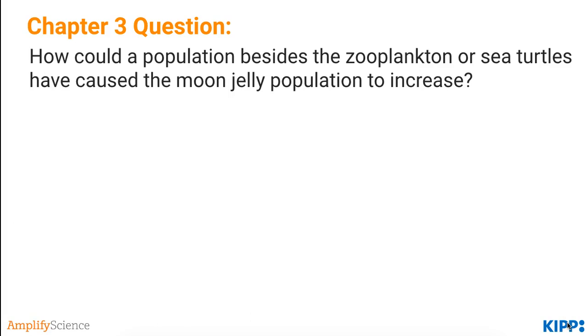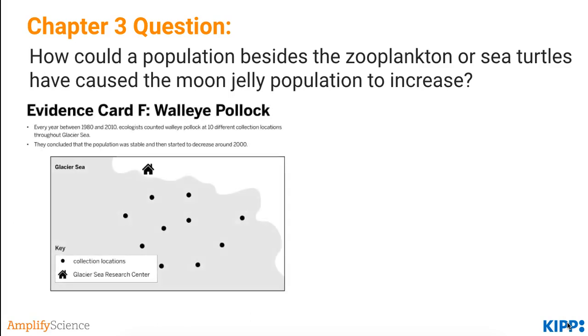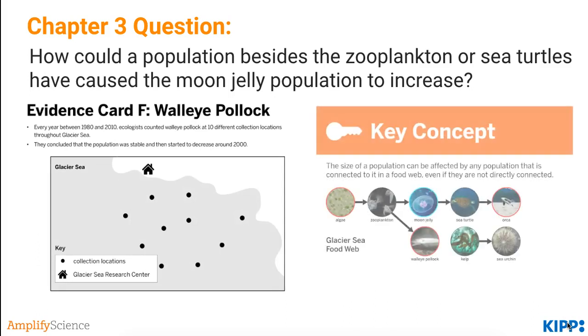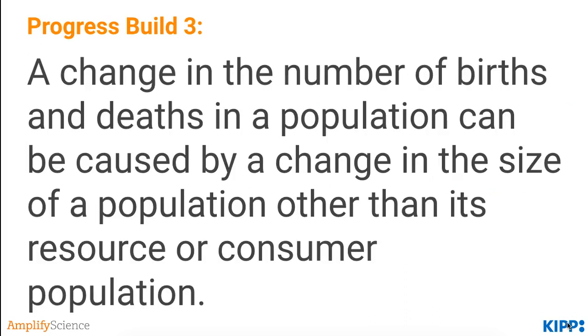They then analyze more evidence to see which other populations besides the jellies, resource, and consumer population could affect the jellies. At this point, they then focus on the algae, the wall-eyed pollock, and the orcas. Through all of this learning, students have reached Progress Build 3, where they understand that a change in the size of the births and deaths in a population can be caused by a change in the size of a population other than its resource or consumer population.